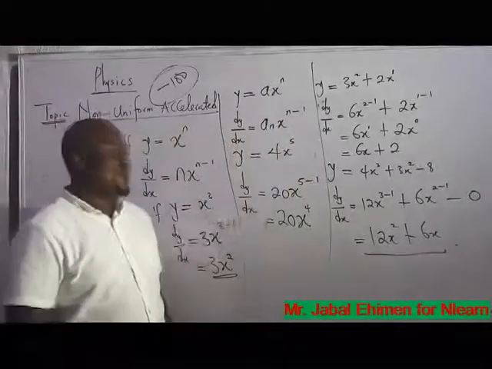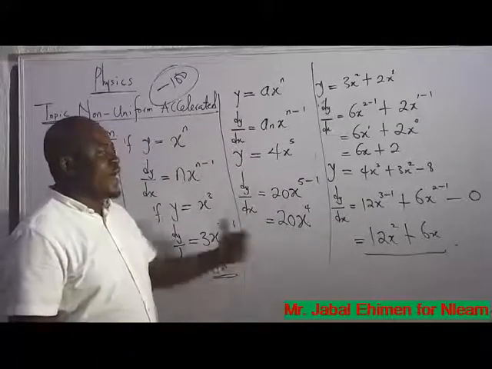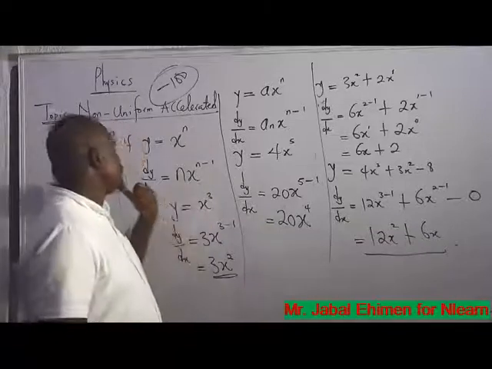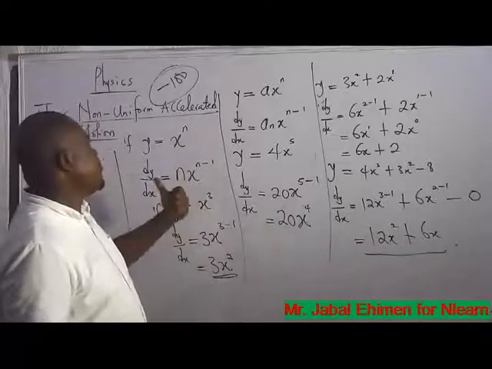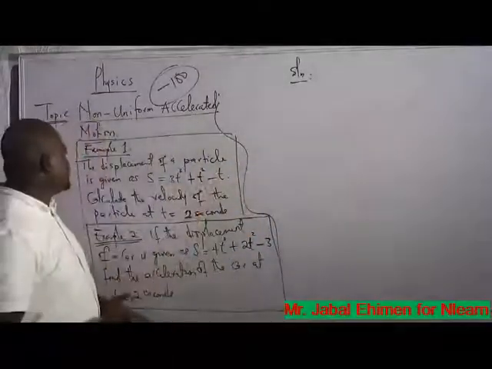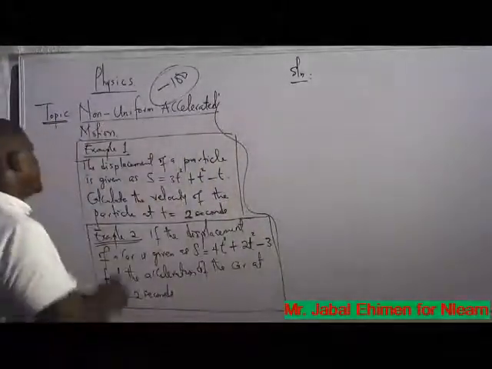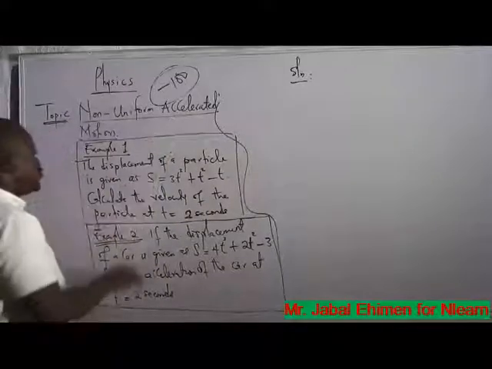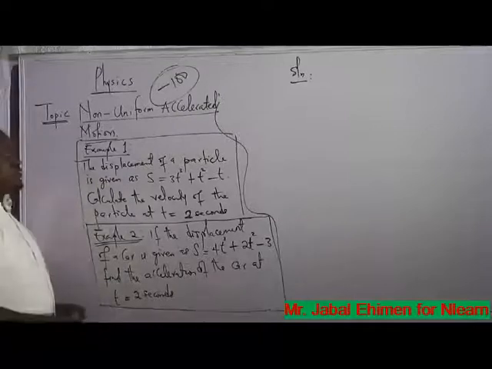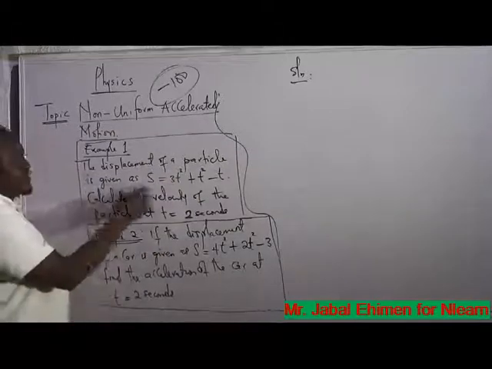So now I've introduced you to the world of differentiation. I can now take questions in uniform and non-uniform accelerated motion. From the questions we've been talking about, we have one on non-uniform accelerated motion. We have example 1 and example 2. Example 1, we read: the displacement of a particle is given as this.